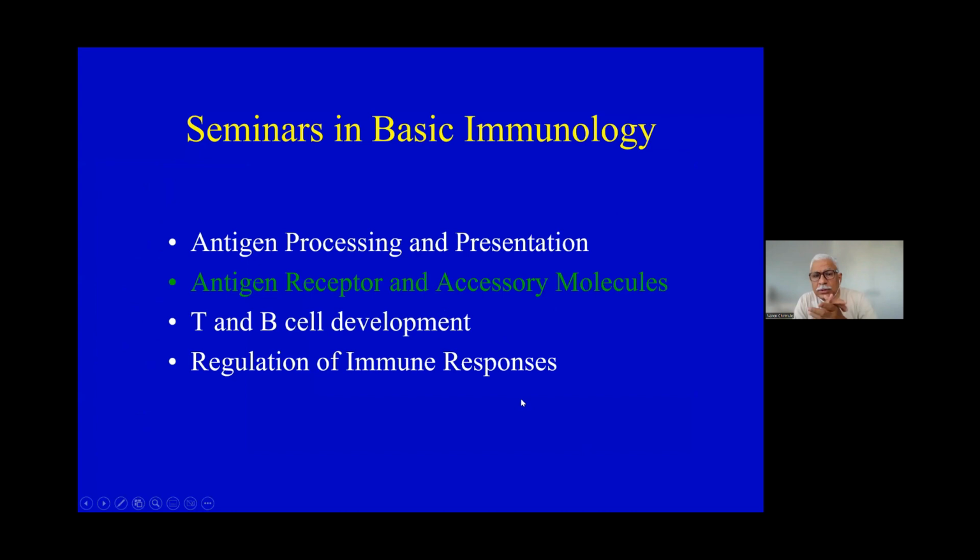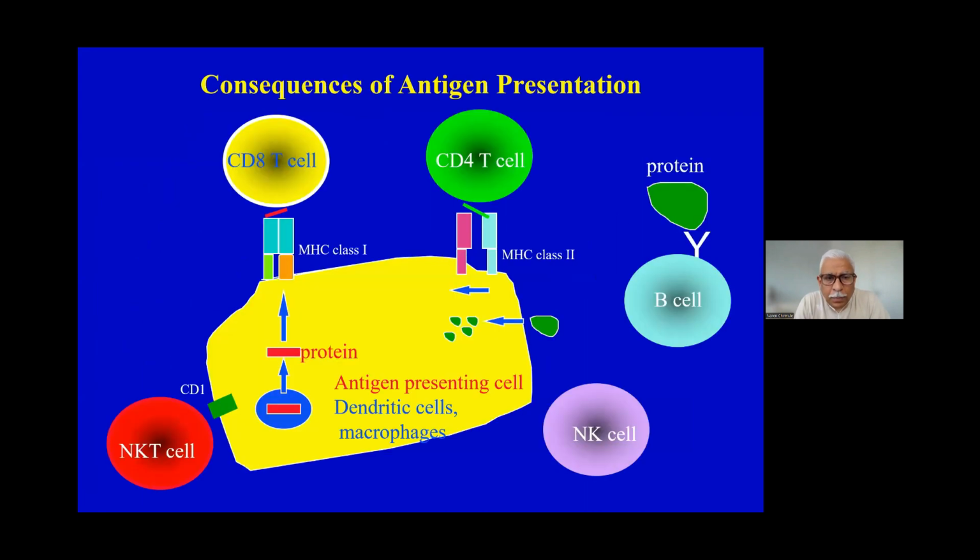Today, I think what we'll do is review the antigen receptor and accessory molecules and focus on the immunoglobulin molecule and how the immunoglobulin is developed or made by the B cells. We'd already talked about this; it's sort of a summary slide of the stories that we've been studying.